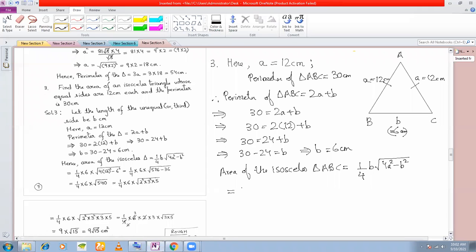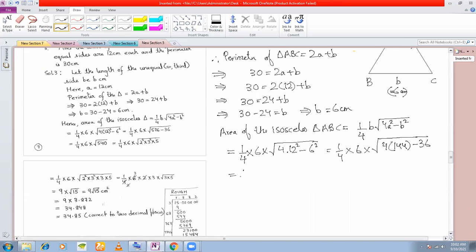Okay, which is equal to 1/4 into, now value of B, put the values into square root of 4 into A square, which is 12 square, minus B square, which is 6 square. 1/4 into 6 into just 4 into 144 minus 36. 1/4 into 6 into square root 4 into 144 is 576 minus 36. 1/4 into 6 into, this is square root of 540.